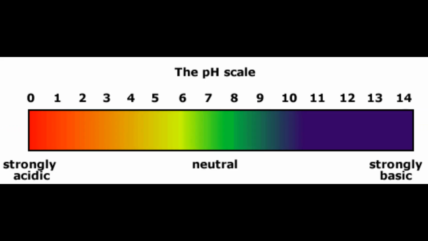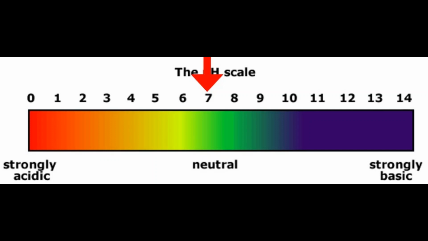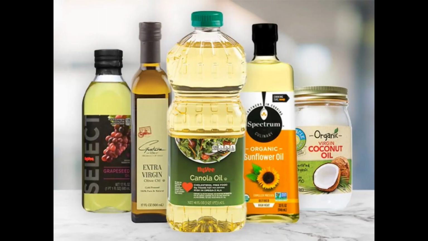Any water-based liquid can be classified as an acid or base. Water is neutral and has a pH of 7. Acids have a pH less than 7, while bases have a pH higher than 7. Oils and other non-aqueous liquids are not acids or bases.